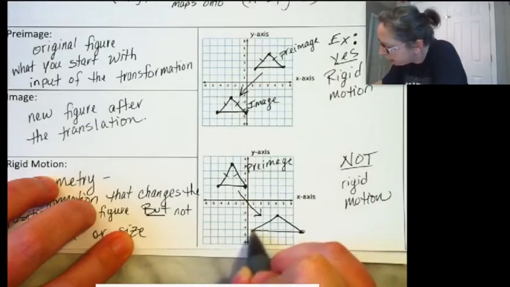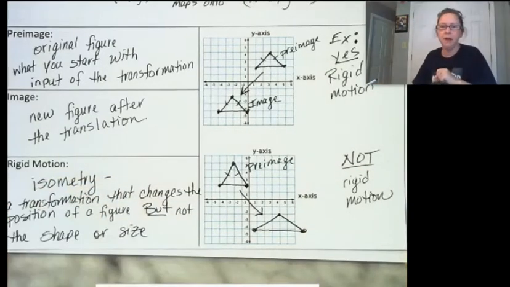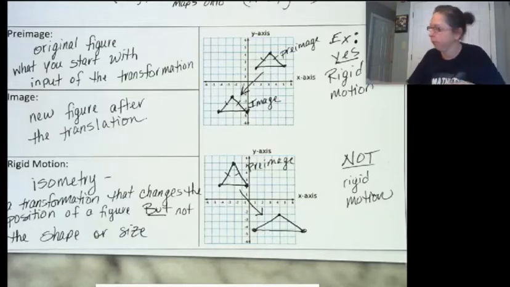And now suddenly it is a different shape. That is not rigid motion. Okay.